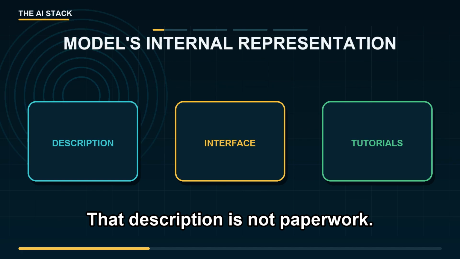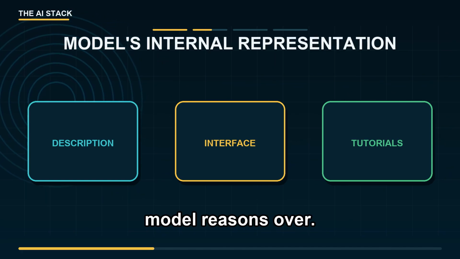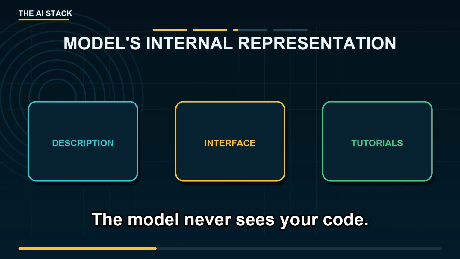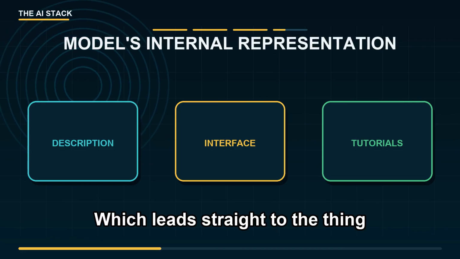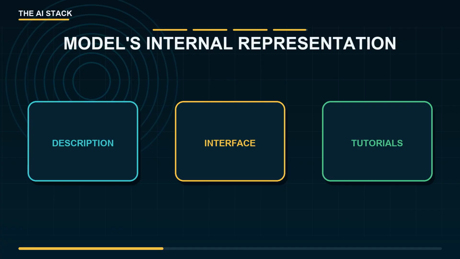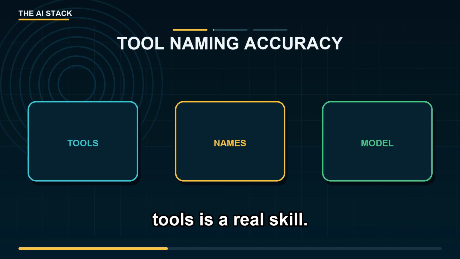That description is not paperwork. It is the entire interface the model reasons over. The model never sees your code. It only sees your description, which leads straight to the thing tutorials skip. A tool is only as good as its description, and designing good tools is a real skill.